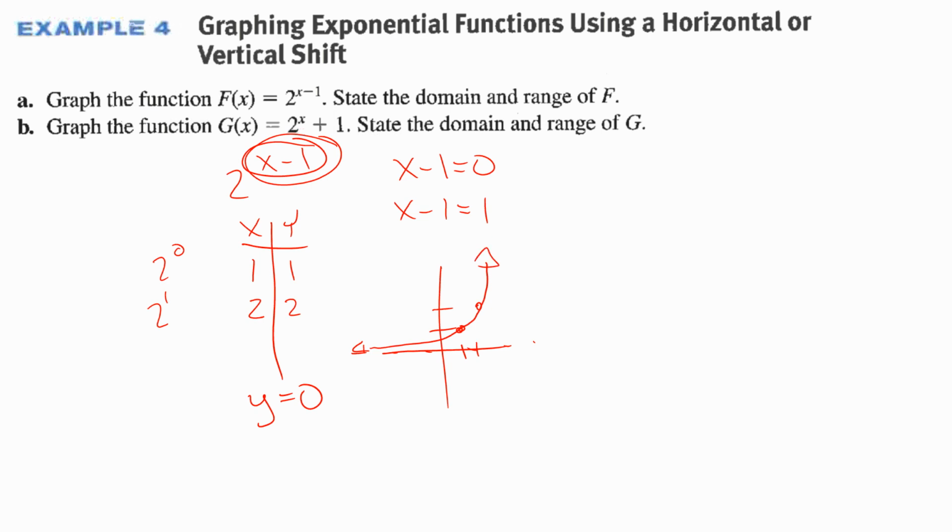With the graph, on the domain, it's going to be all real numbers, so you can plug in any value for x. The range is what y values we could use. So we're going to say y has to be greater than 0, because y equals 0 is a line we can't touch. We have to be above that line.